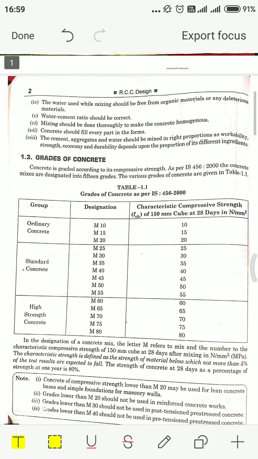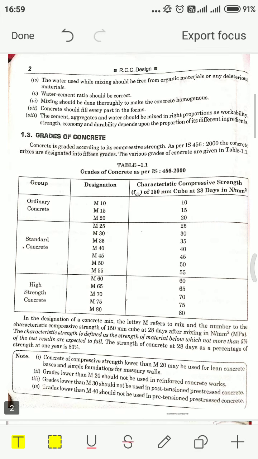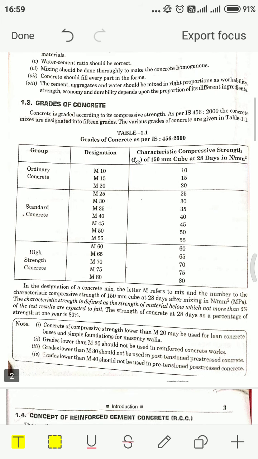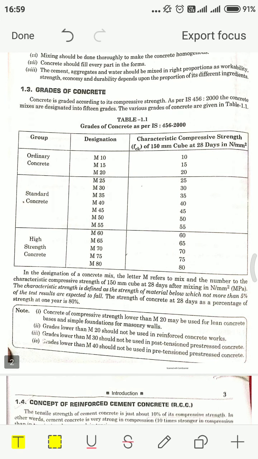So what different grades do we use in concrete technology? These are the different grades. Here is a table of the grades we use in concrete. For ordinary concrete, M10, M15, M20, and the standard concrete M25, 30, 35, 40, 45, 50, 55, and the special type of concretes which are high strength concrete, we use M60, 65, 70, 75, 80. Here M represents the mix, and the number after the M represents the characteristic compressive strength of a 150 mm cube at 28 days in Newton per square mm.